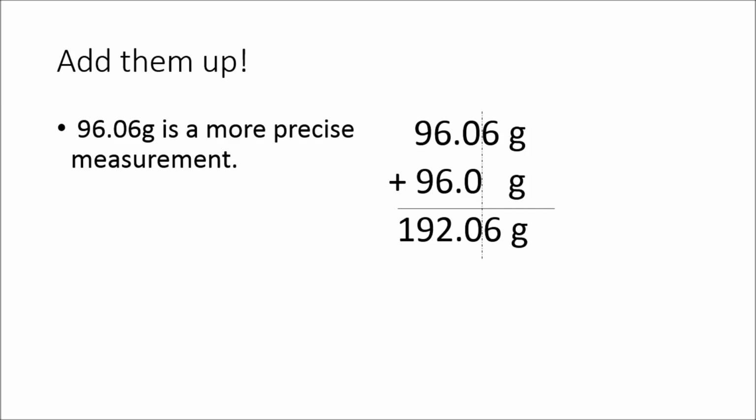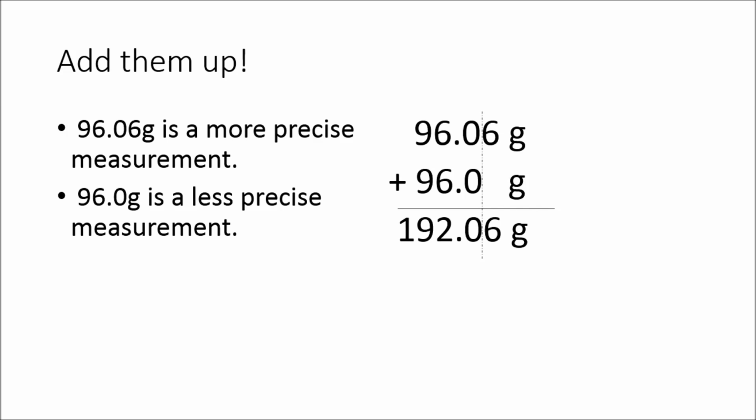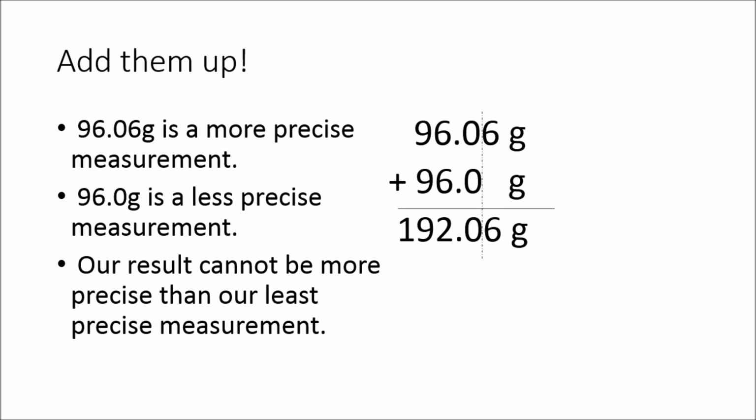So 96.06 is a more precise measurement. 96.0 is a less precise measurement than the previous one. So that means that our result cannot be more precise than our least precise measurement. So that means I have to use that 6 to round that 0 up to the number 1, which means that my answer is 192.1 grams with the proper number of significant figures.